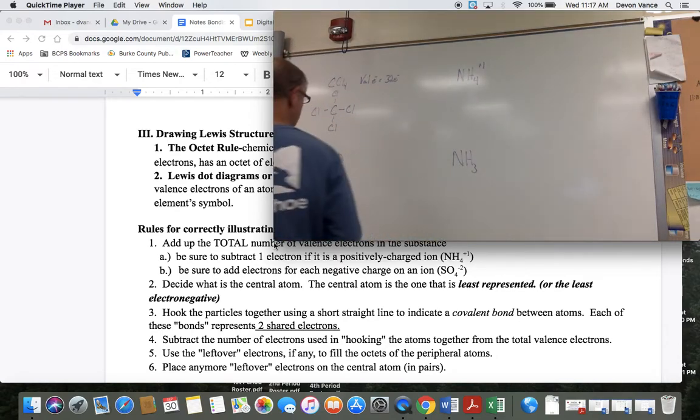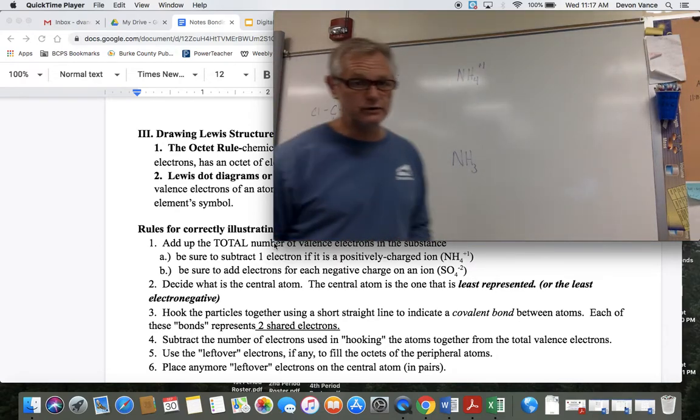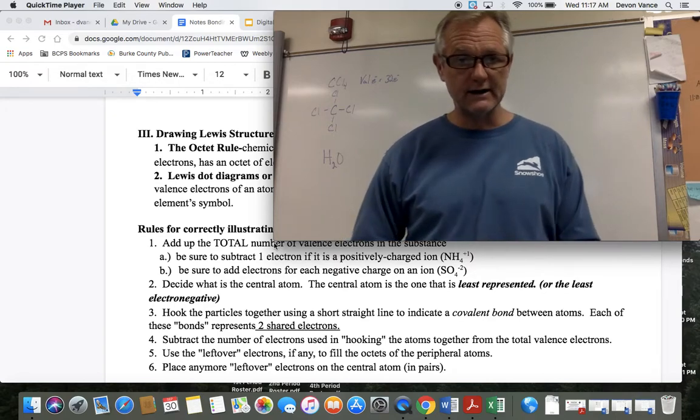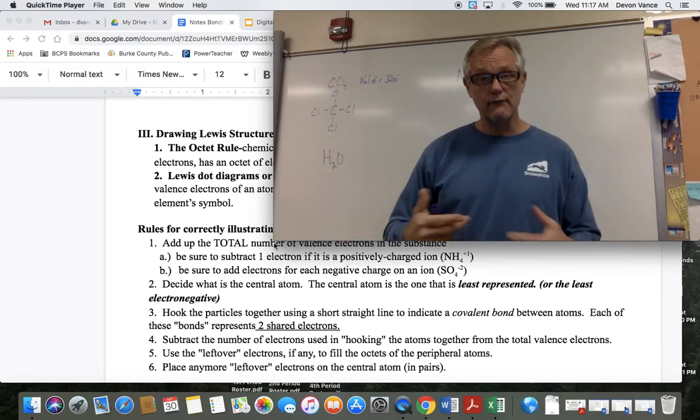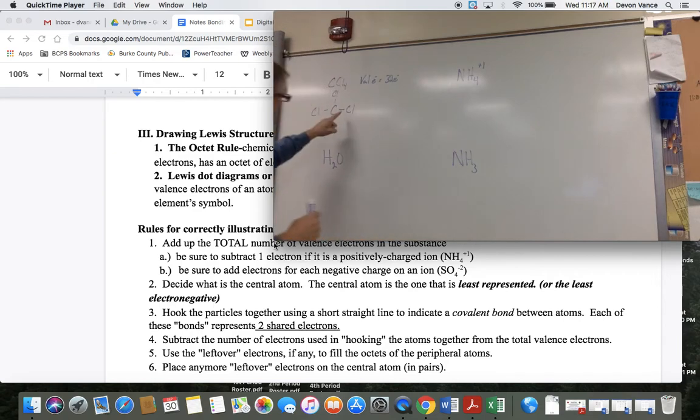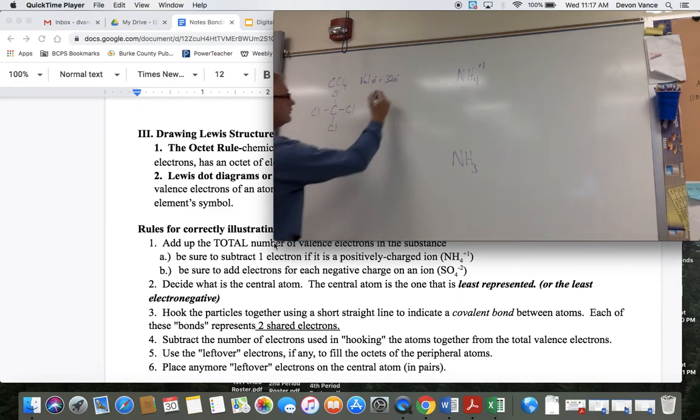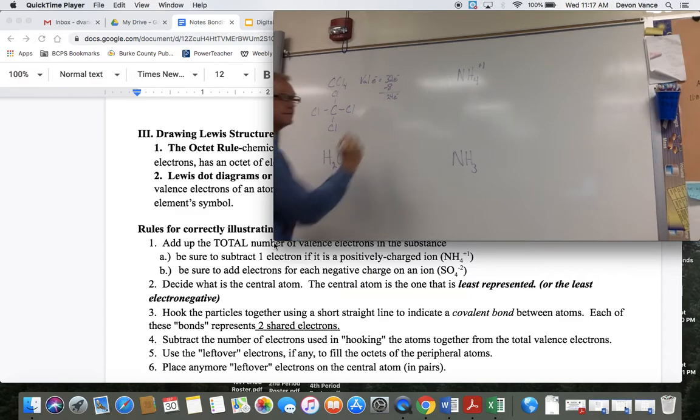So I have just used this. It goes into step number 4. It says subtract the number of electrons used from our total. So each one of these lines represents a single bond, and we know that a single bond has 2 shared electrons. So that's 2, 4, 6, 8. So I'm going to come over here and I'm going to say I've already used 8 of those. So that leaves me with 24 electrons. So 32 minus 8 is 24.